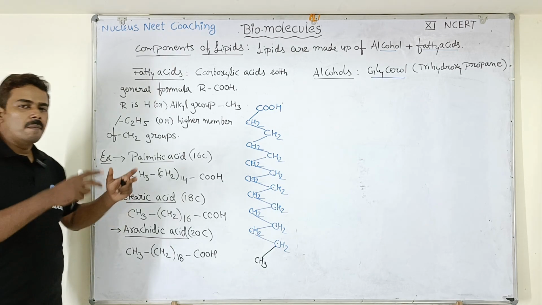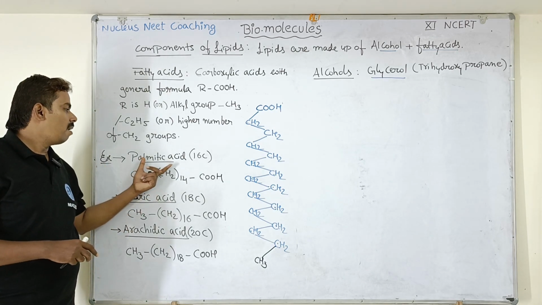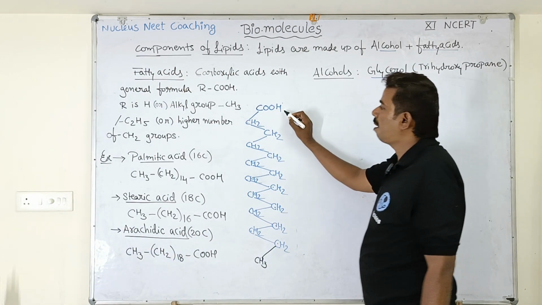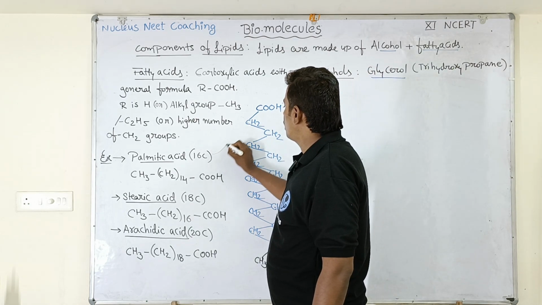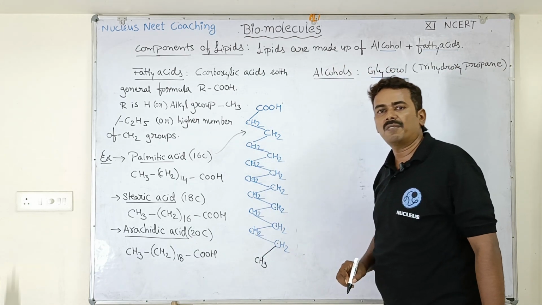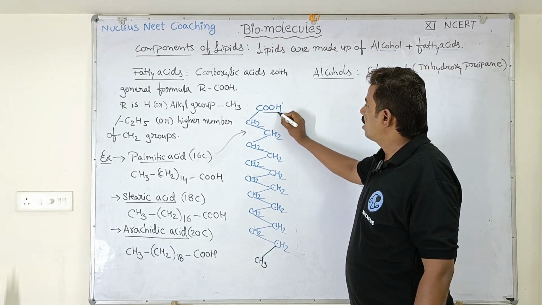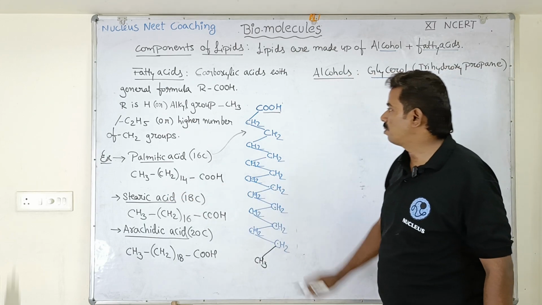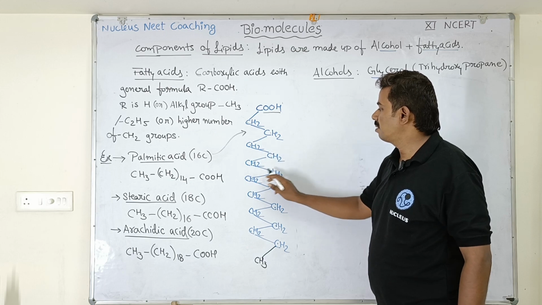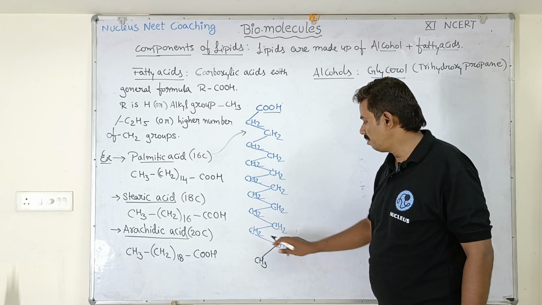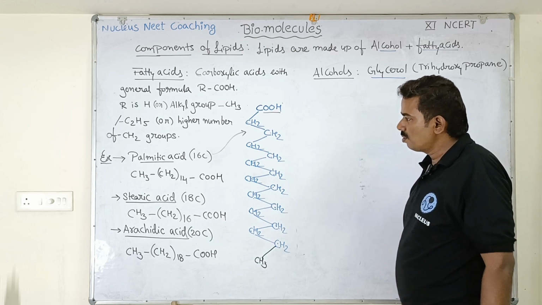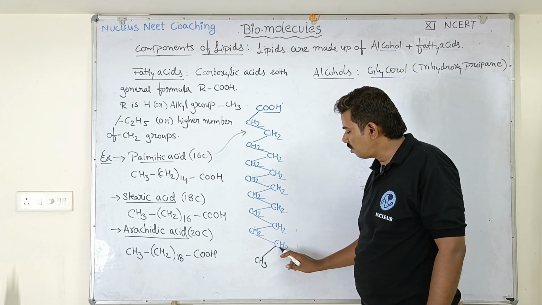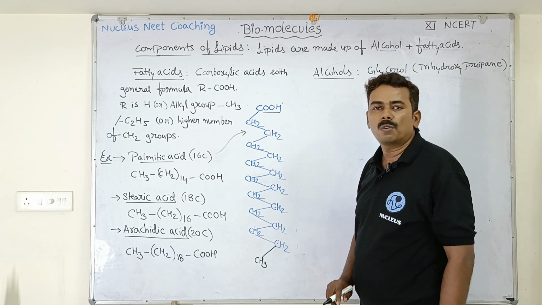Let us see the complete structure of a fatty acid, palmitic acid. Here I have drawn the complete chemical structure of palmitic acid, a 16 carbon fatty acid. Look here, the carboxylic group COOH is represented here, and how many CH2 groups are there? 14 CH2 groups. Look here: 1, 2, 3, 4, 5, 6, 7, 8, 9, 10, 11, 12, 13, 14. So 14 CH2 groups are present, right? And after the 14th CH2 group, there is one CH3 group attached at the end.